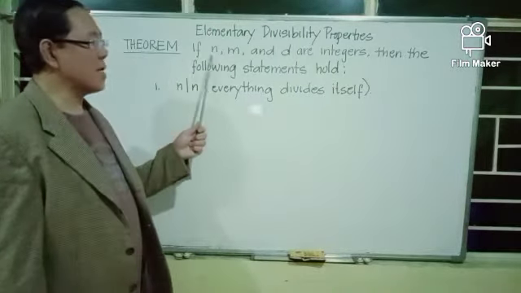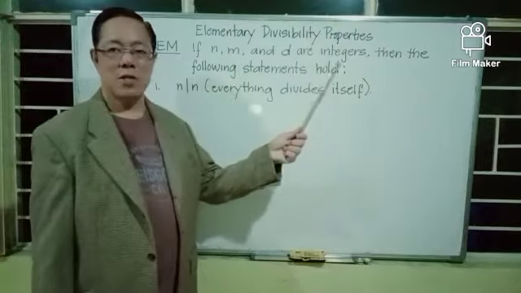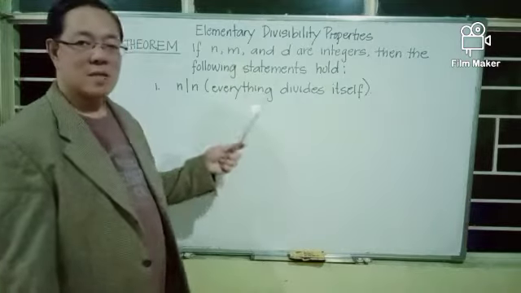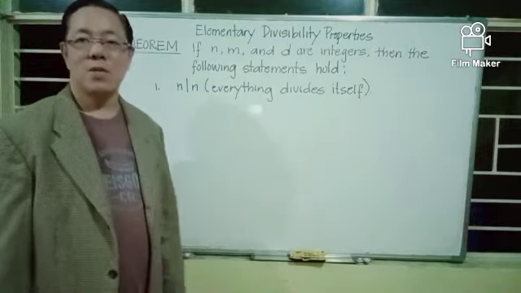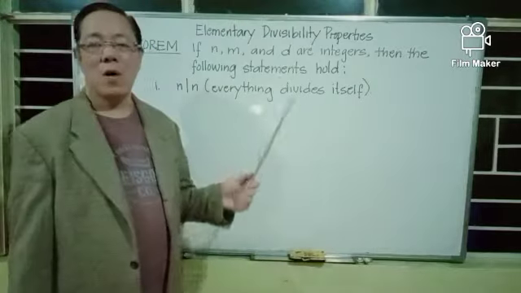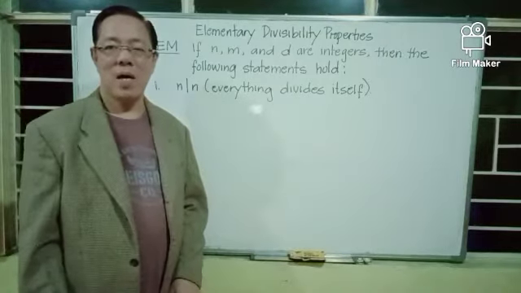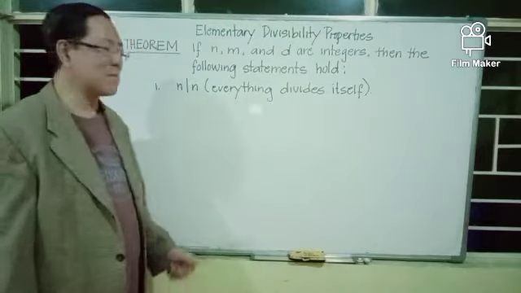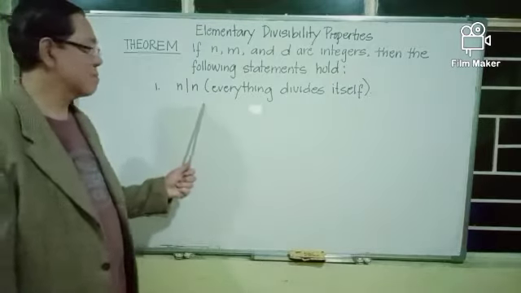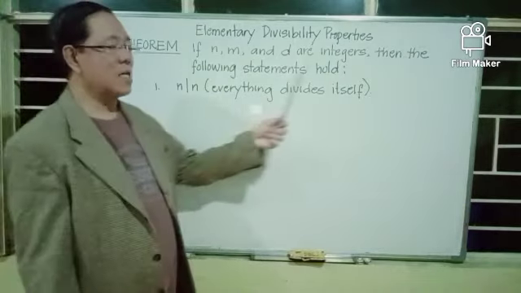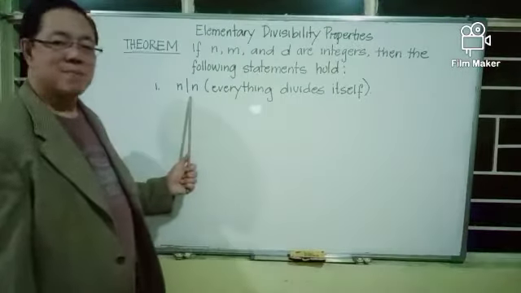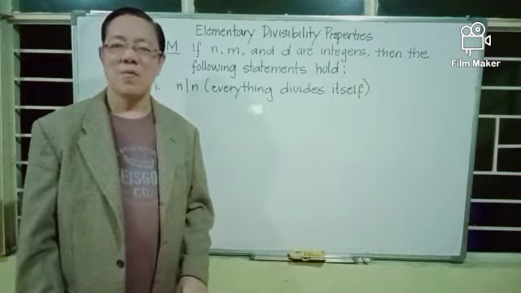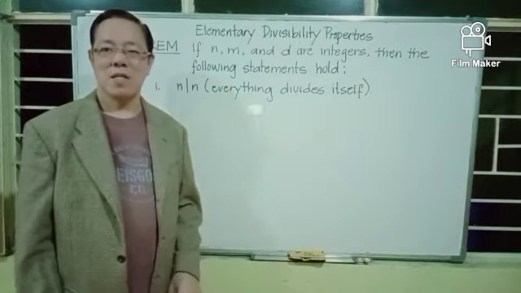Theorem: if n, m, and d are integers, then the following statements hold. That means the following statements are true for all integers n, m, and d. The first divisibility property states that n divides n, where n is an integer. This means that everything divides itself, which means that every integer divides itself.